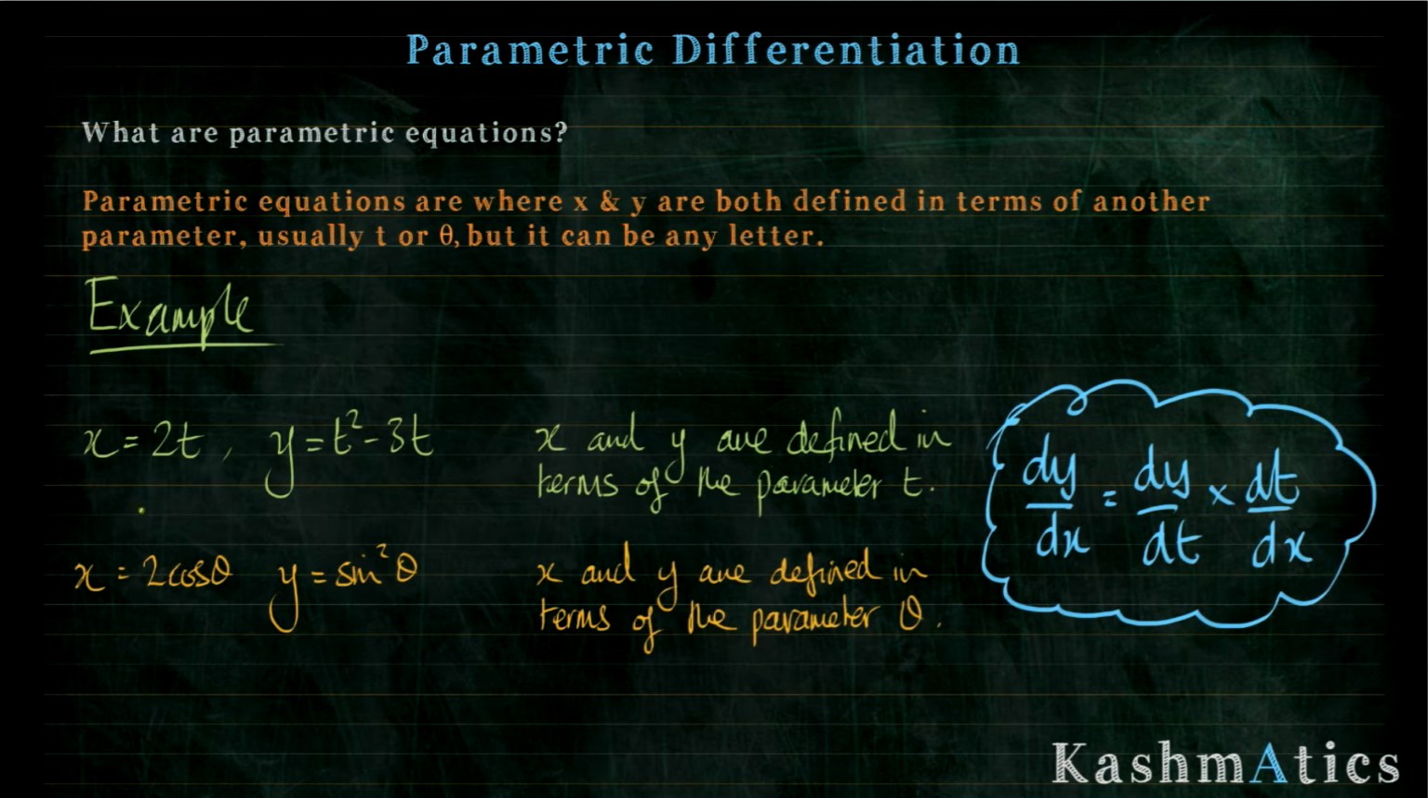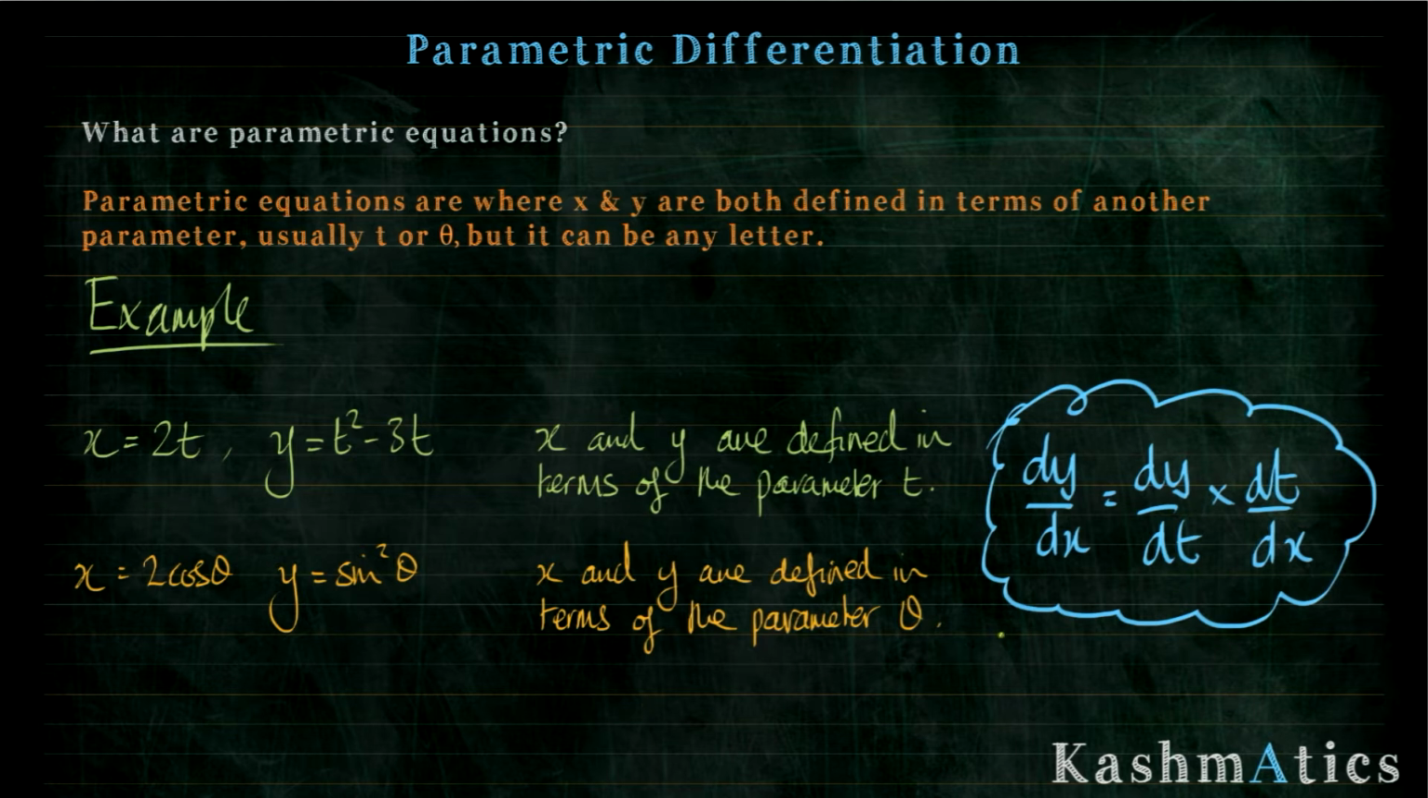In the first example, I've got x equals 2t and y equals t squared minus 3t. So you can work out what x and y are when you know a certain value of t. And in this case, x and y are defined in terms of the parameter t. In the next example, I've got x equals 2 cos theta and y equals sine squared theta. And this time, x and y are defined in terms of the parameter theta.